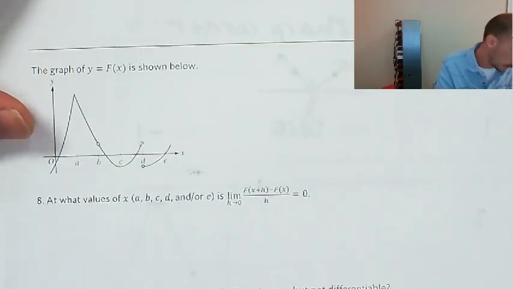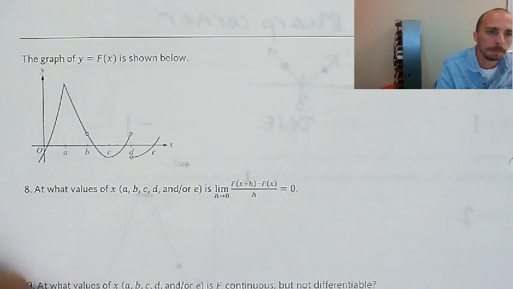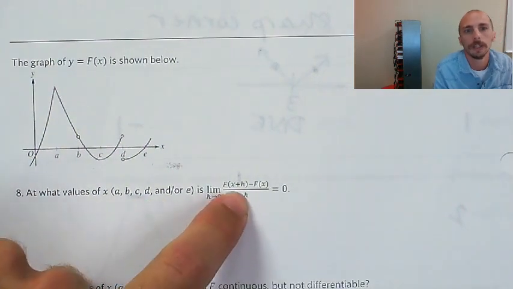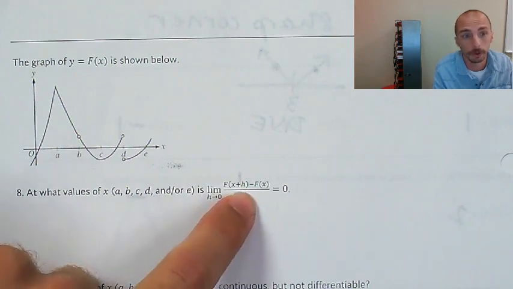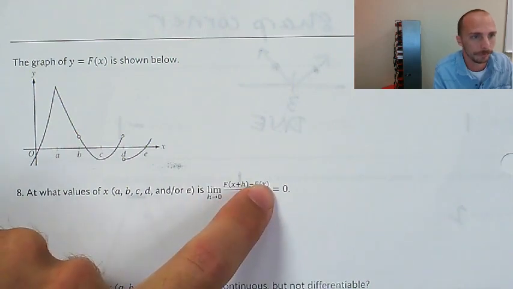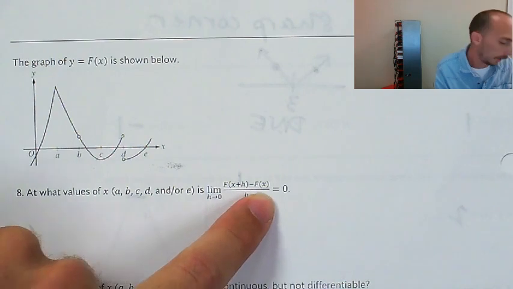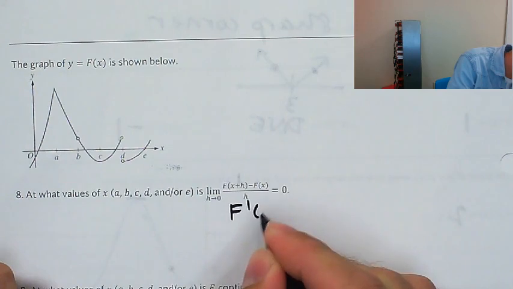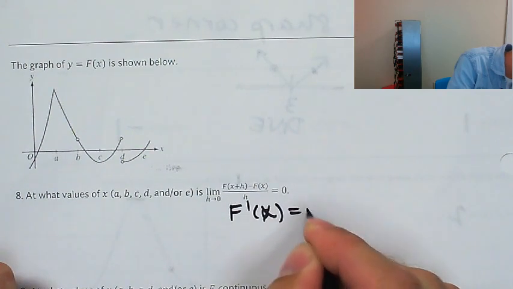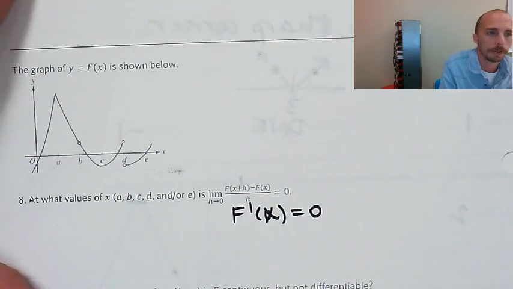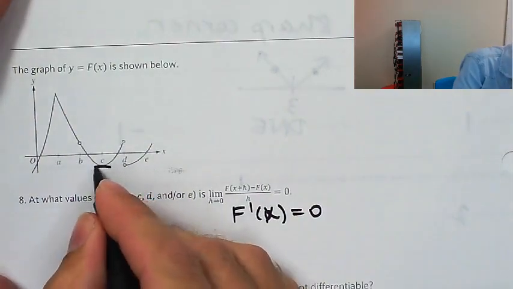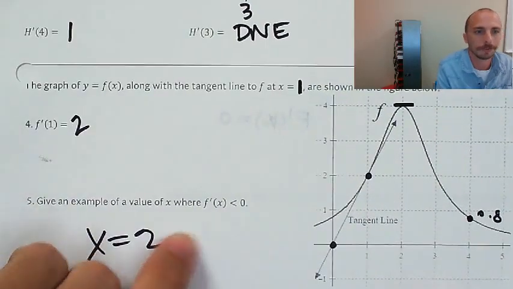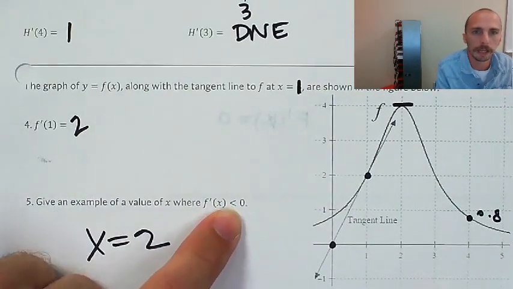Okay, now we've got this graph, and we're going to answer some questions about it. Okay, we're asking at what x values is the limit of rise over run as run goes towards 0 equal to 0. Okay, so we're thinking that's just code for the slope of the tangent line. F prime of x equals 0. Okay, where is f prime of x equal to 0? Oh, that's down here. I just completely misread this question, assuming it was the same as Form I.